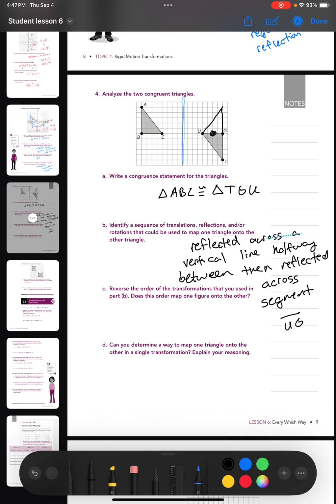Okay, C again: if you reverse the order of the transformations that you used in part B, does it map one figure to another? Again, yes. If you reverse the order, you're still going to map it. Can you determine a way to map one triangle onto the other in a single transformation?